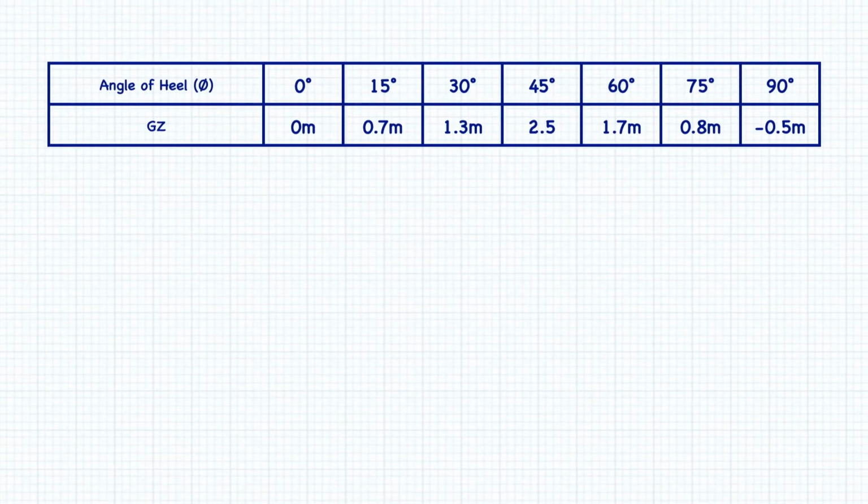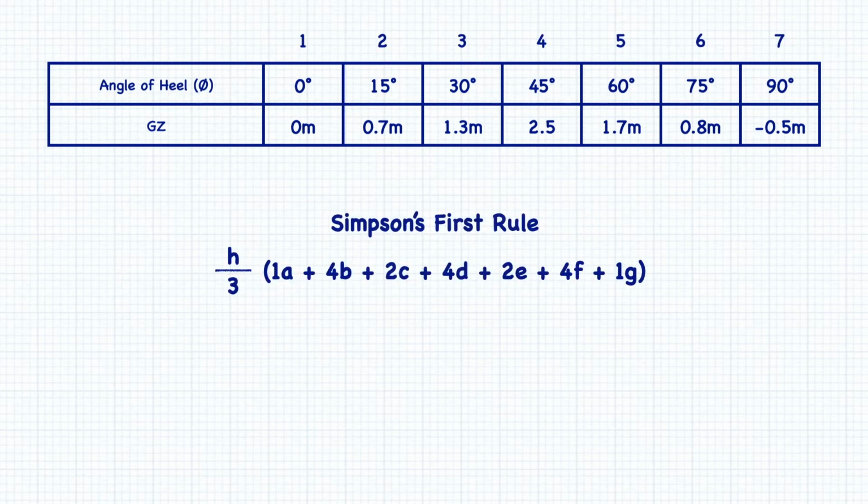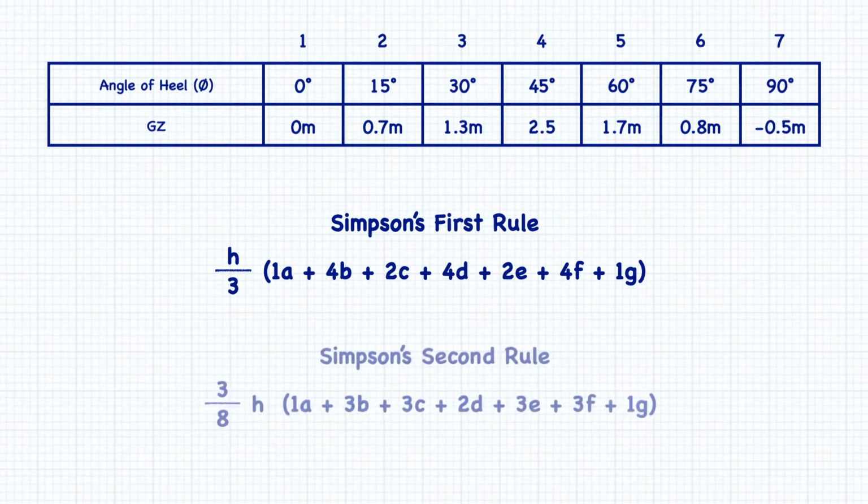Let's say, for example, that you've got righting levers for every 15 degrees of heel, like this. Because we have a total of 7 ordinates, we can use Simpson's first rule because it is an odd number of ordinates, or Simpson's second rule because the number of ordinates is 4 plus 3.